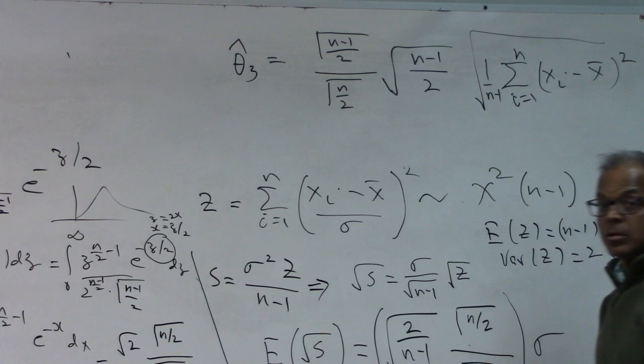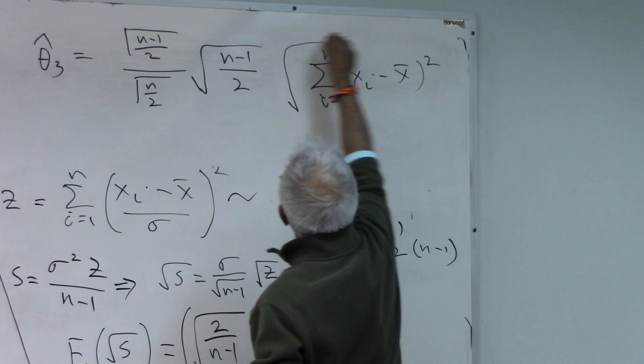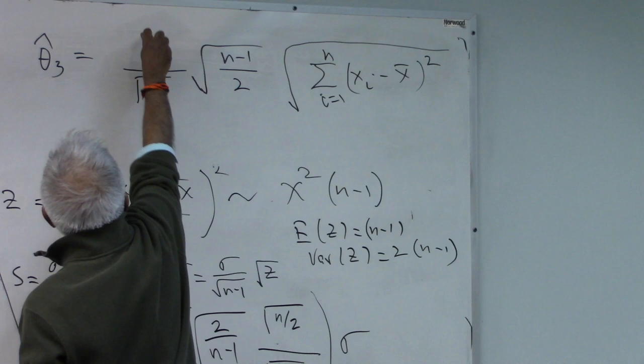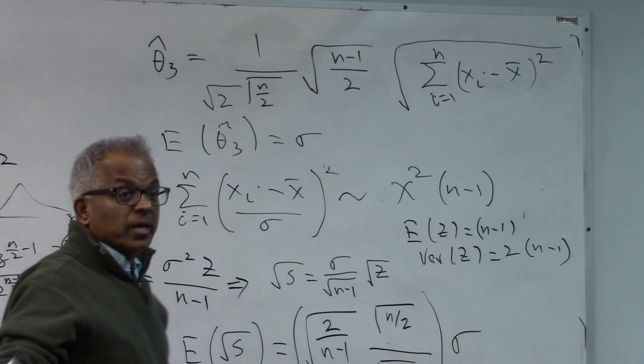Finally, if you want, you can get rid of that. The square root of n minus 1 would cancel here. So let me write it without that. So square root of n minus 1 you cancel. Then this term will go away. There will be a 1 over square root of 2 here. So that's an unbiased estimator: the expected value of theta 3 hat is sigma. So we found an unbiased estimator. Again, by the same logic, it only depends on the sufficient statistics. So that's the best estimator.